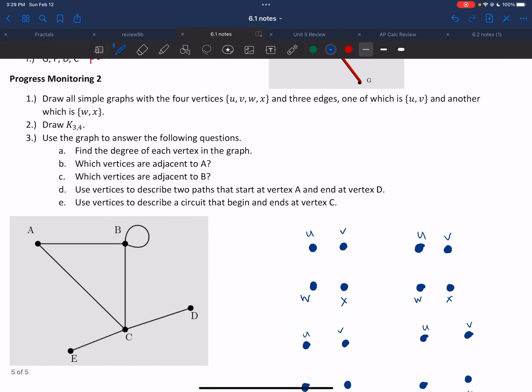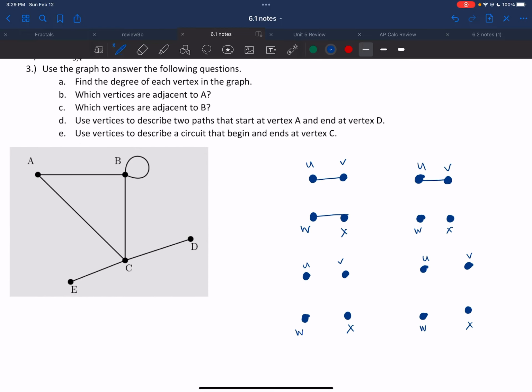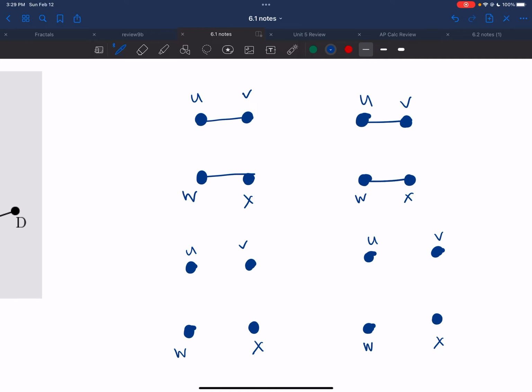It says that UV and WX, and then we only need to draw all simple graphs with the 4 vertices UV, WX, and 3 edges, one of which is UV, the other of which is WX. Okay, so we know that all of them have to have these edges connected.